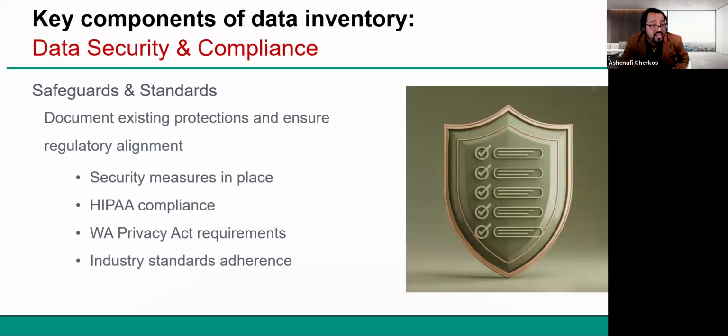Okay, so the last component of data inventory is data security and compliance. This is to ensure that all information your organization handles is properly protected and aligned with legal requirements. Following those standards isn't just about meeting legal requirements, it's about maintaining the trust of your clients, staff, and partners. Strong security and compliance practices show that your organization takes privacy and data protection seriously. Together, all of those 6 steps or components strengthen trust, compliance, and data-driven decision making.